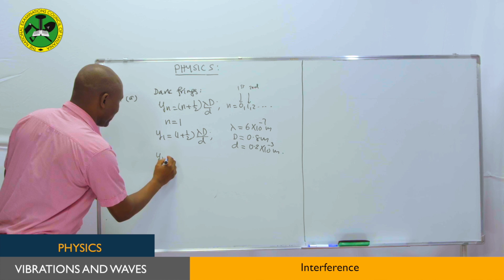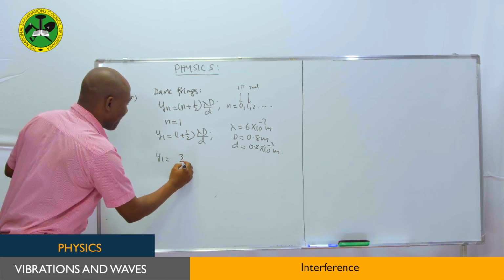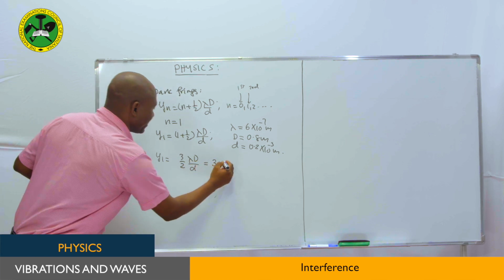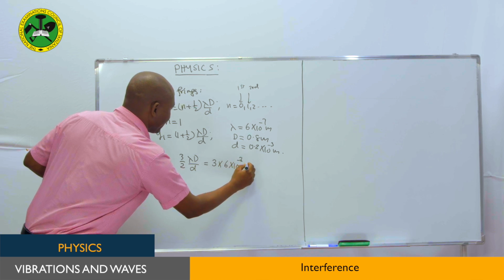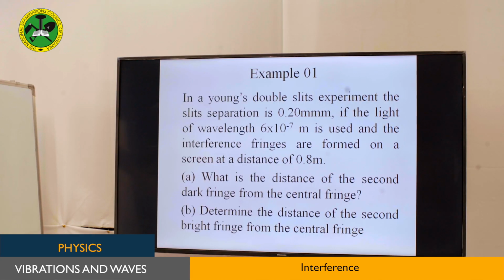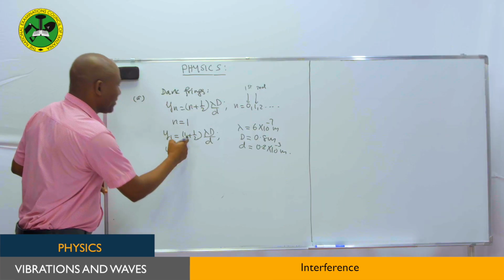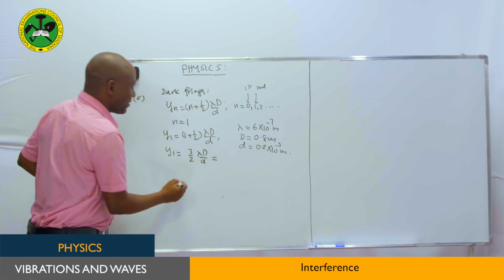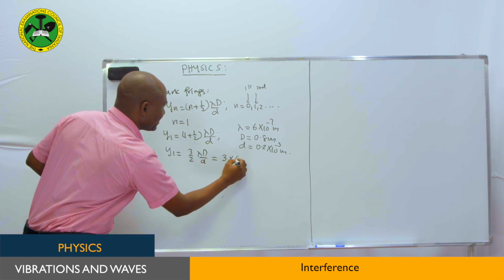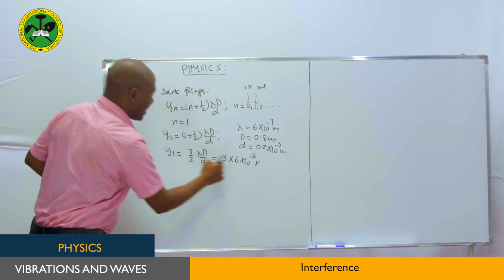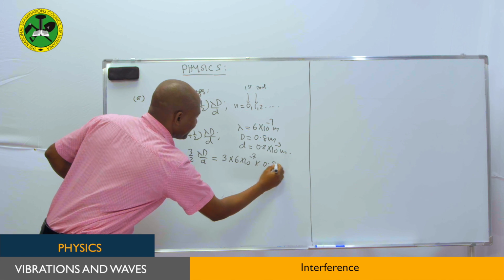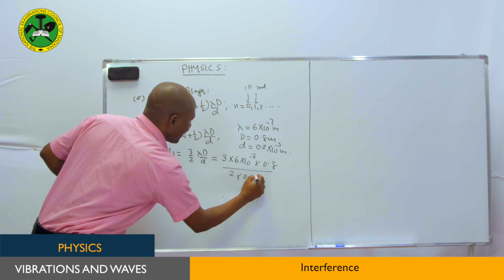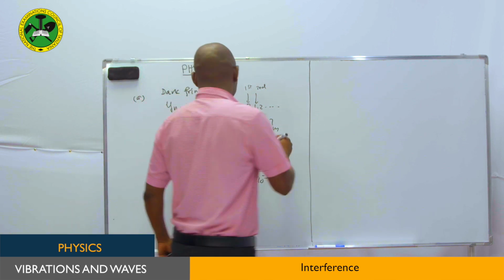So this is now giving us y1 equals 1 plus a half is 3 over 2 lambda D over d. So if you plug the values, this is 6 times 10^-7 times 0.8. From here we have y1 equals 3 over 2 lambda D over small d. So you plug the values, this will be 3 times lambda, 6 times 10^-7. Our D, capital D, is 0.8 over 2 times 0.2 times 10^-3. So you can find the value of y1.